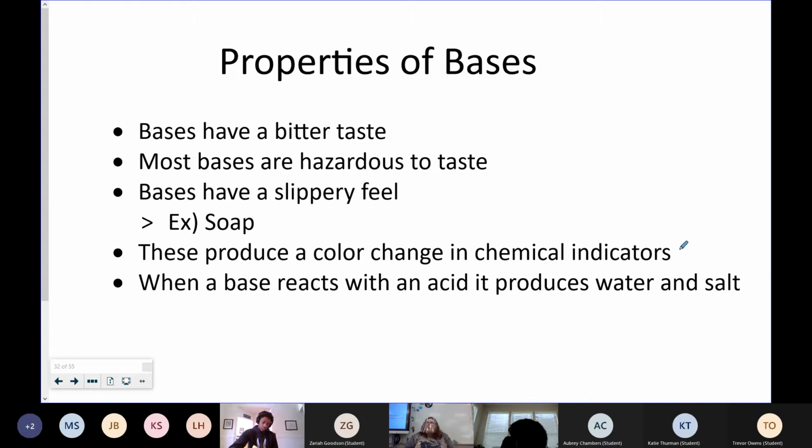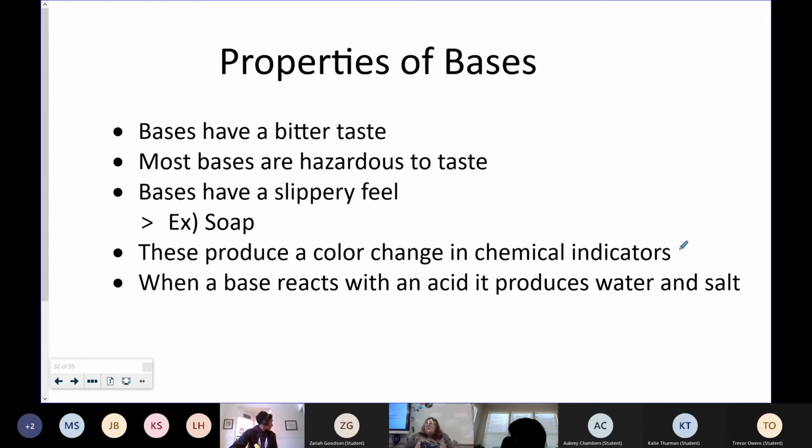One thing that's come out lately is you may have seen alkaline water and stuff like that. That is slightly basic water. So that can be used a lot of times to neutralize the acidity of your stomach and things like that.